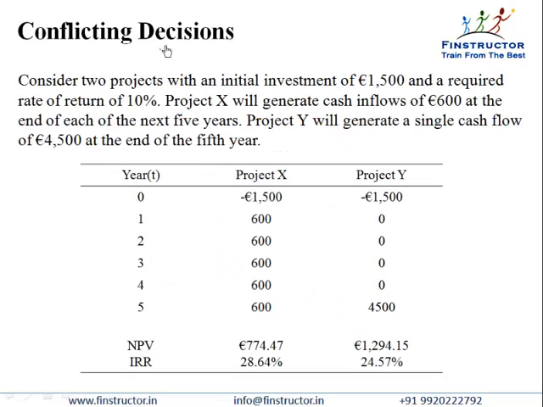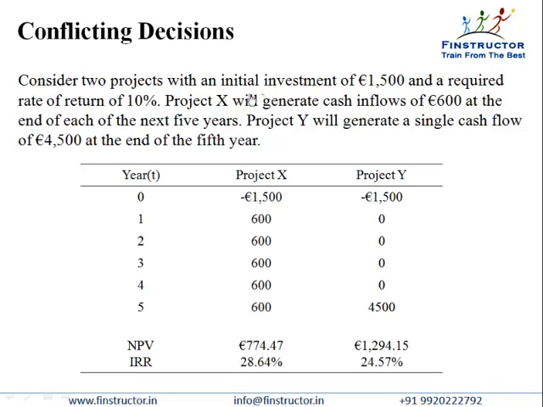Now, conflicting rankings between NPV and IRR, that is, NPV is favoring one project while IRR is favoring the other, can happen in many instances. So herein we take an example wherein the initial investment for two projects is the same, but the cash flow profile henceforth varies and the decision becomes conflicting. The projects are mutually exclusive.